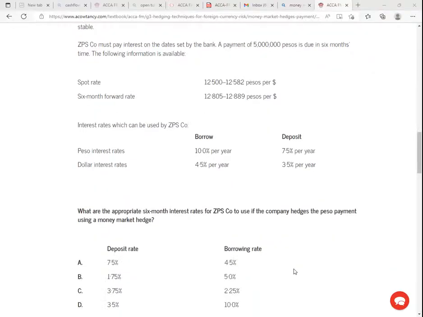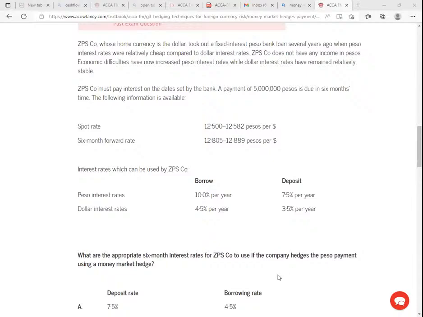Yes. I want us to look at the same question, but this time using a money market hedge, if the company hedges the peso payment. Very confusing question, this one. ZPS company, whose home currency is the dollar, took out a fixed interest rate peso loan several years ago when peso interest rates were relatively cheap compared to dollar interest rates.